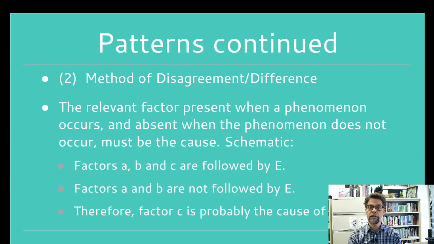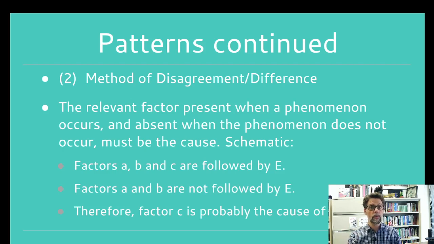So here, the relevant factor present when a phenomenon occurs and absent when the phenomenon does not occur must be the cause. Now, this argument can get tricky. Sometimes we might look at something and think it's the method of difference when it's really the method of agreement. But notice here, it can't be method of agreement because we only have one situation where we get the effect. Factors A, B, and C are followed by the phenomenon E. So there's no other situation for that to agree with.